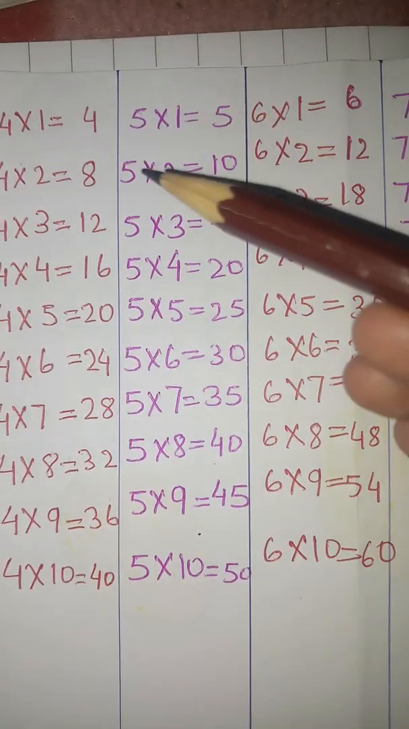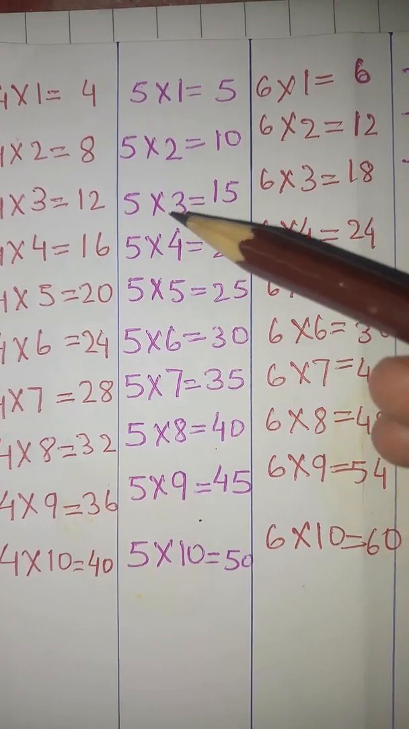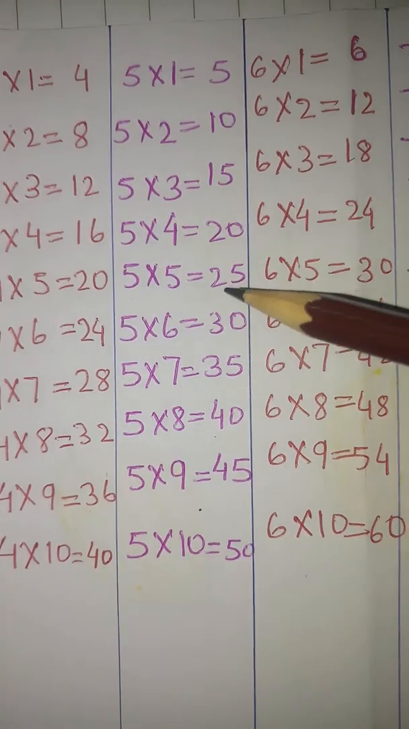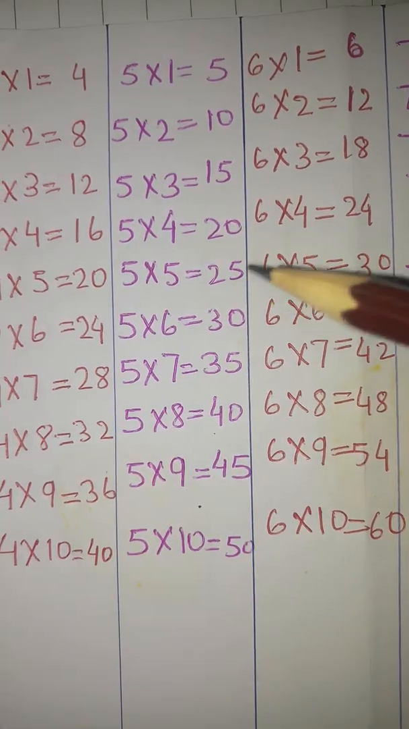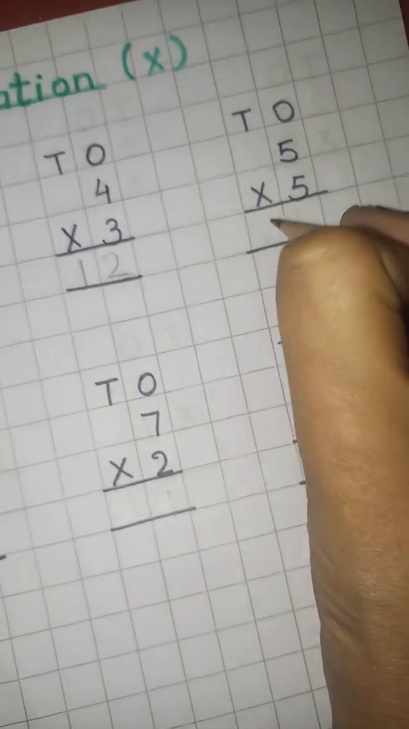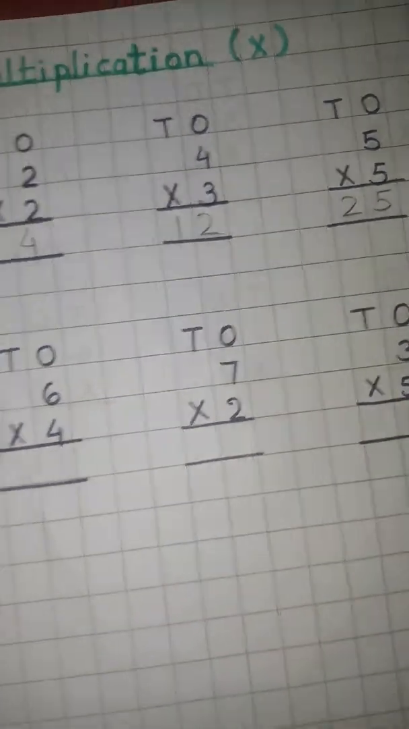Next is 5 into 5. Let's see in a table. 5 into 1, 5. 5 into 2, 10. 5 into 3, 15. 5 into 4, 20. 5 into 5, 25. 5 5s are 25. So our answer will be 25. So we will write 25 in a box like this.